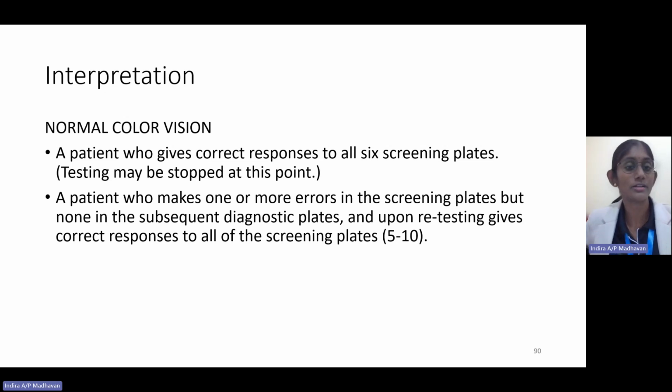A patient who makes one or more errors in the screening plates, but none in the subsequent diagnostic plates, and upon retesting gives correct responses to all of the screening plates from 5 to 7, is considered to have normal vision. If there is no mistake in the screening plates, then normal. If they make 1 or 2 mistakes in the screening plates, but no mistakes in the subsequent diagnostic plates, then they're considered to have normal color vision.